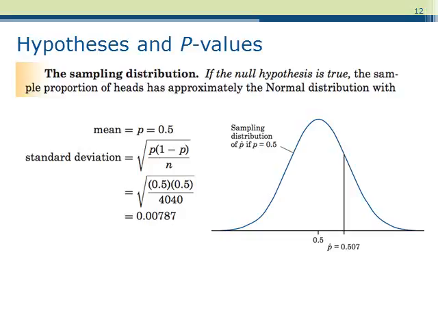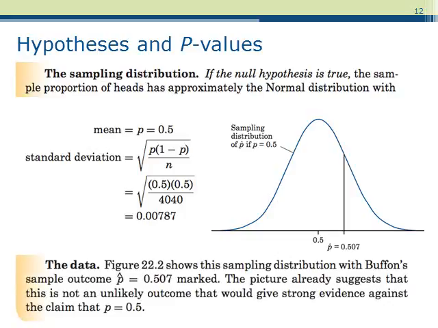Notice where our observed value of p̂ falls relative to the mean. The picture already suggests that this is not an unlikely outcome, so it would not give strong evidence against the claim that p equals 0.5.